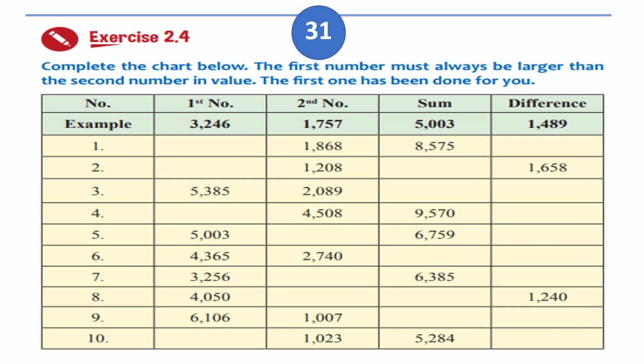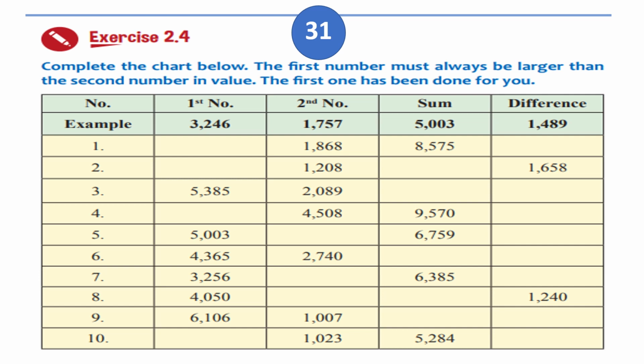This is our next exercise. Exercise 2.4, page 31. Complete the chart below. The first number must always be larger than the second number in value. The first one has been done for you.